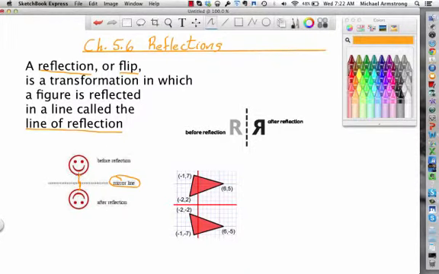Now, these look exactly the same, just flipped. And you can see that in this letter R, everything is the same except flipped. After reflection here shows that the back of the R, this side of the R, becomes over here, and it's the same distance from the line of reflection. This is a relatively easy concept.